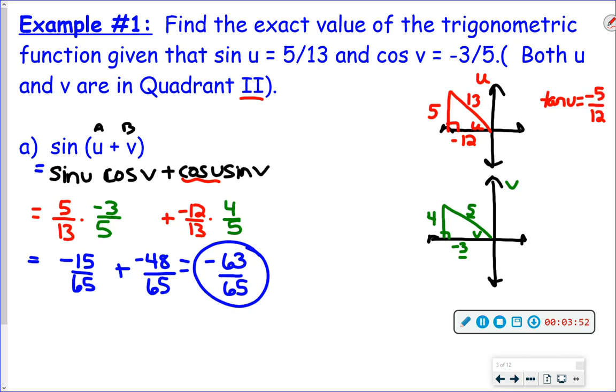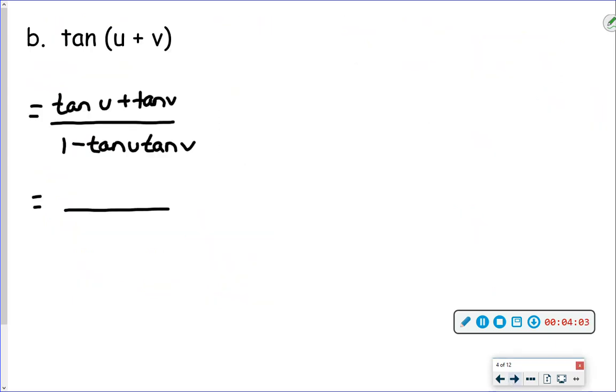So I'm going to use that for my tan of u, and then I'm going to do tan of v, the green triangle, opposite over adjacent. And I'm just going to kick the negative, of course, out to the front. Okay, let's replace those fractions. So tan of u, we had -5/12 for that one. Tan of v, I'm going to put the negative out front, -4/3.